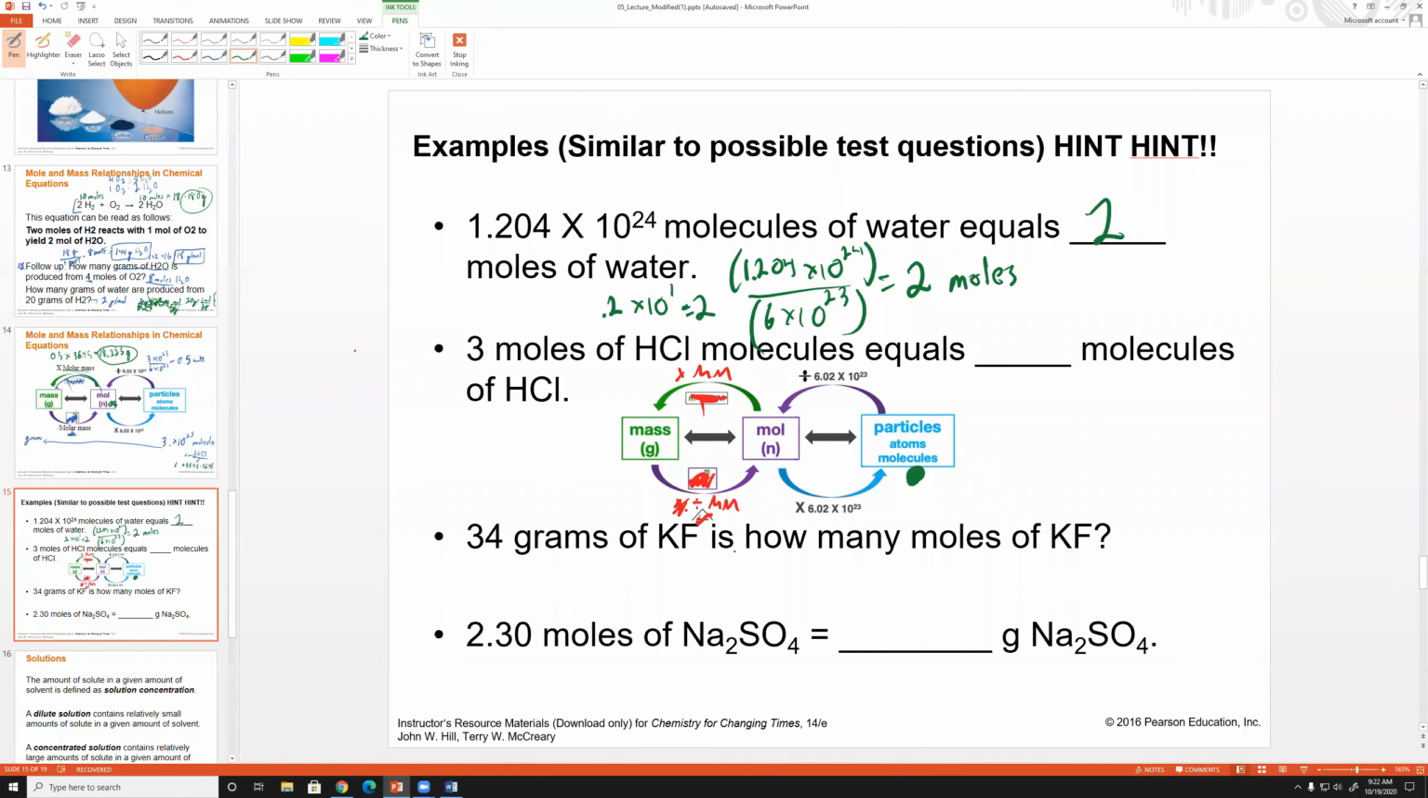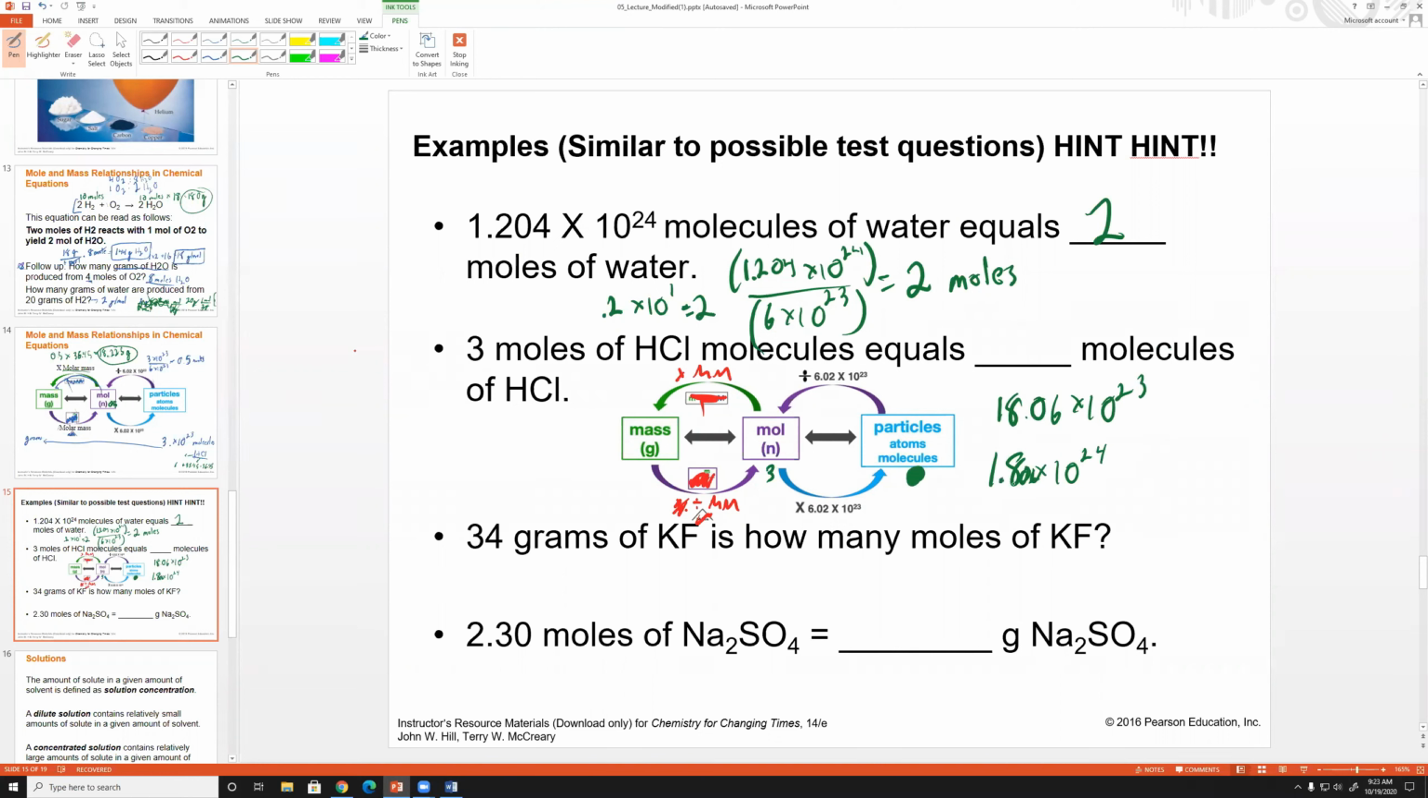Next one, 3 moles of HCl is equal to how many molecules of HCl? Okay, so we have moles. Moles is 3. Multiply by Avogadro's number to get to particles, and you get 3 times 6.02 times 10 to the 23rd. What do you get? 18.06. Nice. So 18.06 times 10 to the 23rd, or if you want proper notation, 1.806 times 10 to the 24th.